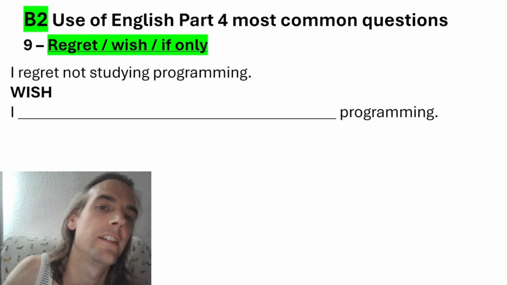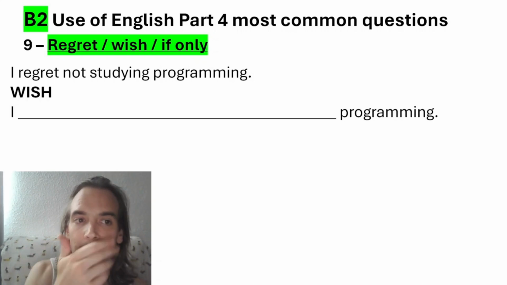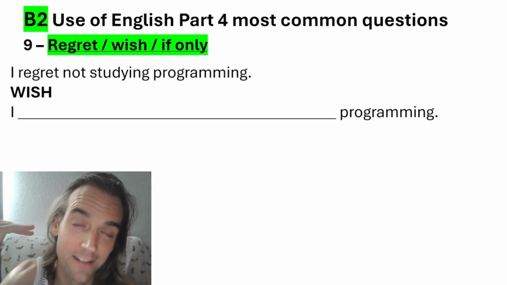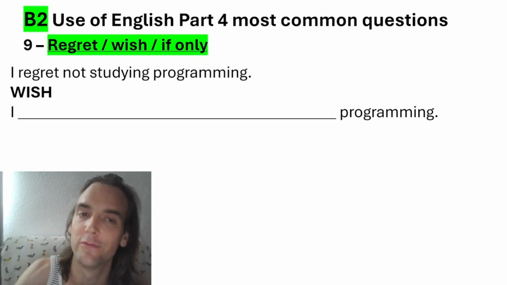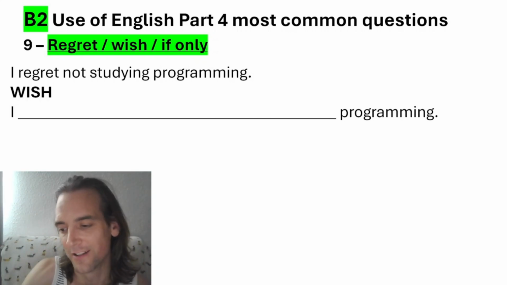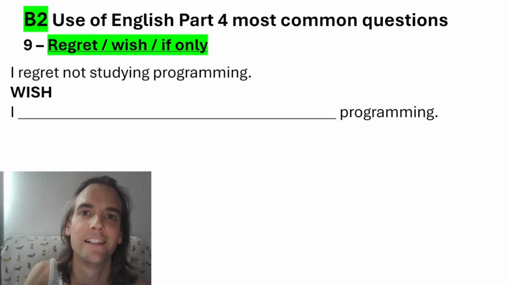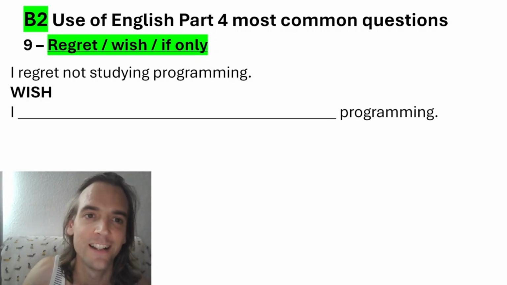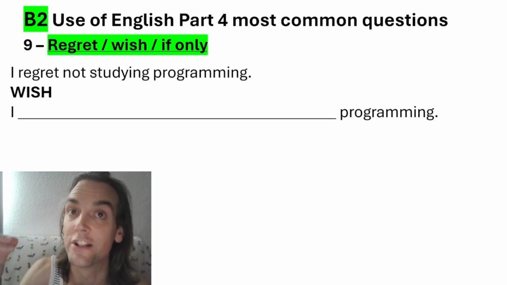If I regret not studying it, that means I didn't study it. So I wish, I'm wishing about something in the past. So I need to use wish with past perfect, because I wish I was taller is talking about the present. I wish it was cooler outside because it's 45 degrees where I live. I wish it was cooler.